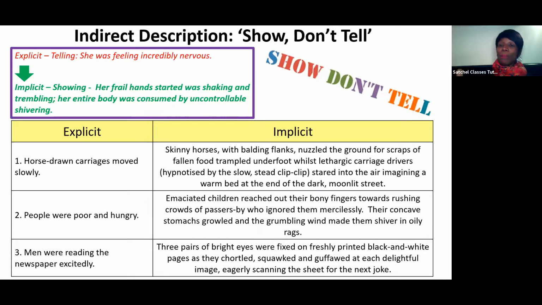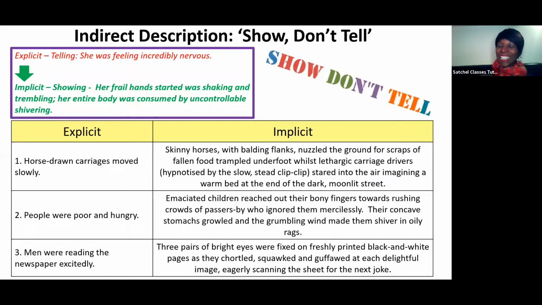So it would be appropriate for you to write something like "people were poor and hungry" to describe the scene, but to add that next level of descriptive detail to really show what you meant, you might write something like, "Emaciated children reached out their bony fingers towards rushing crowds of passersby who ignored them mercilessly. Their concave stomachs growled, and the rumbling wind made them shiver in oily rags."